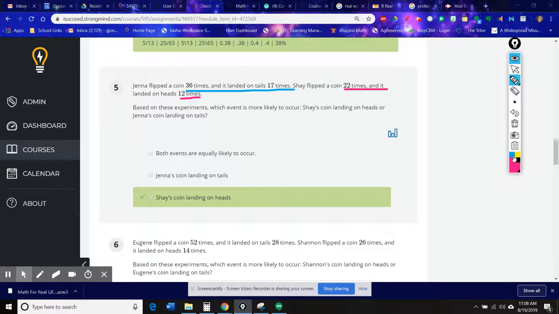So here, let me go back to my blue. So 17 out of 36. I got tails, so this is tails. And heads, we'll put over here, which is kind of messy, so I apologize. So heads, I got 12 out of 22.